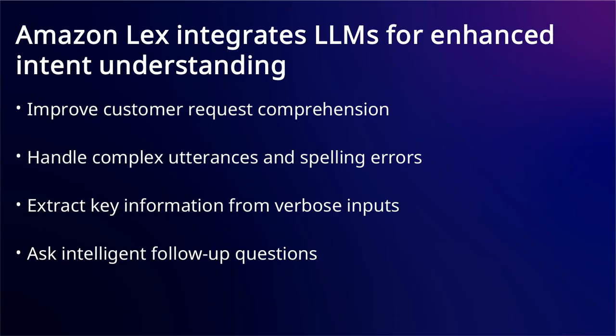Amazon Lex now supports large language models, LLMs, to enhance natural language understanding in voice and chatbots. This addresses the challenge of accurately interpreting customer intent across various interactions. You can improve customer request comprehension, allowing bots to handle complex utterances and maintain accuracy despite spelling errors. The system can extract key information from verbose inputs, enabling more efficient processing. When intent is unclear, bots can ask intelligent follow-up questions to fulfill requests accurately. This feature is available in all AWS commercial regions where Amazon Connect and Lex operate, enabling you to create more effective self-service experiences.